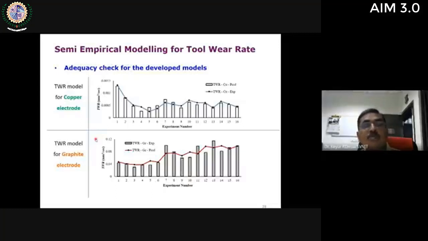Then this model was to be checked for adequacy for the copper electrode. These vertical columns, these are predicted results, and these points which are joined with blue line, they are actual results. And you can see that for copper and graphite, the predicted modeling of tool wear rate is in very good agreement.